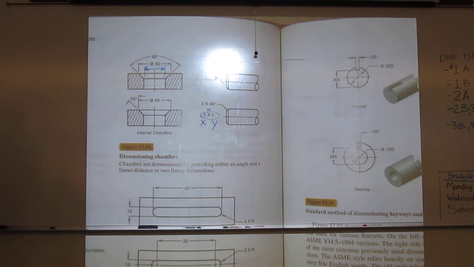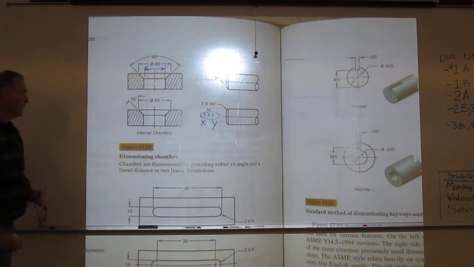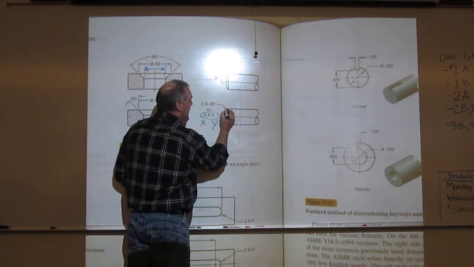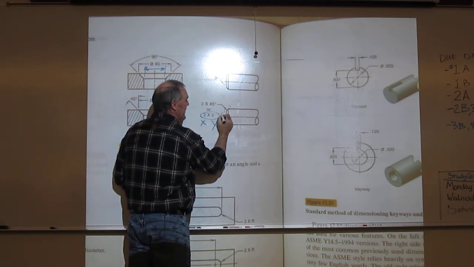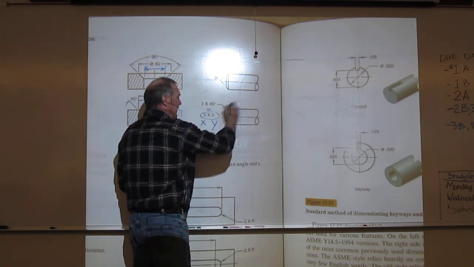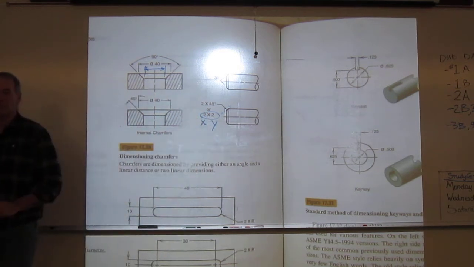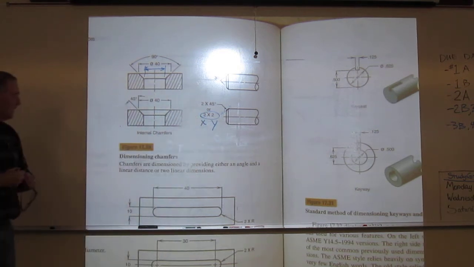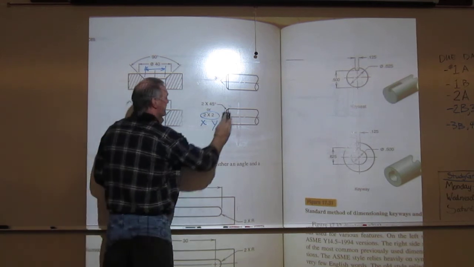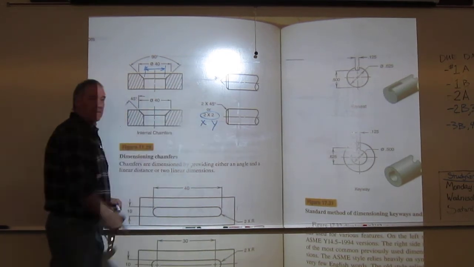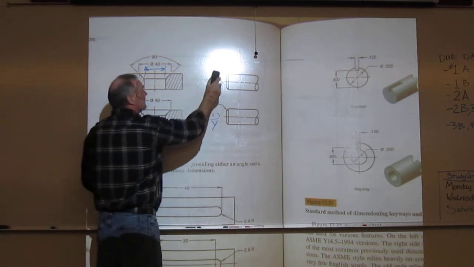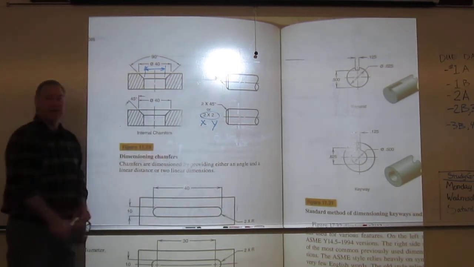Okay. And that's what you're seeing there is the XY. So what that's saying is you're going to come from this corner and I'm going to go 2 units this way, I'm going to go 2 units that way, I find that point, and I chop it off. You can also give this one, one leg of the triangle and the angle. That's identical to this, it's just included in a leader line.